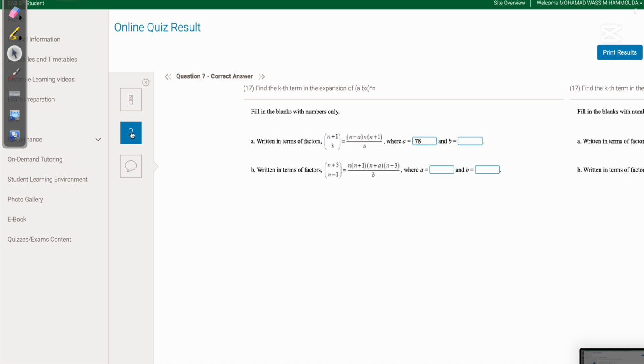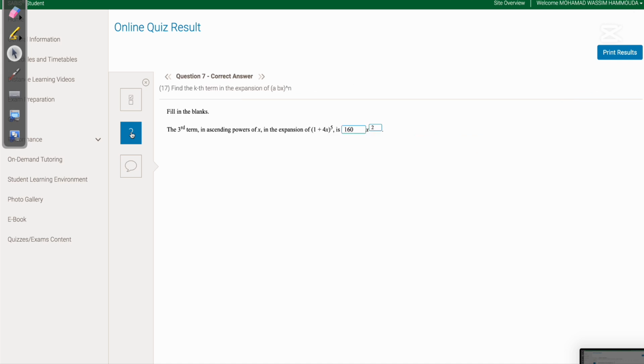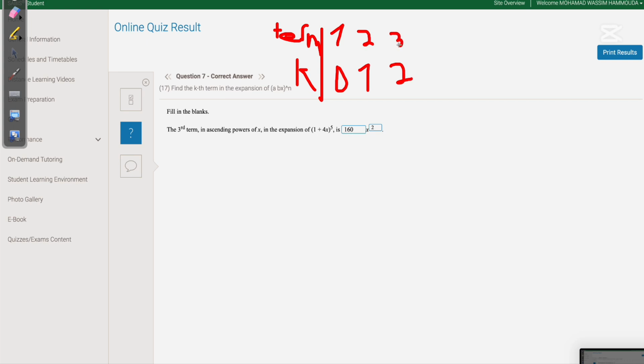Number 7. The third term in ascending powers of x in the expansion of (1 plus 4x) to the power of 5. Now I'm going to make a table with term and k. Since here they want the third term, let's start with k equals 0, that would be the first term, and then if k is 1, that would be the second term. If k was 2, that would be the third term. K would be 2, my bad.